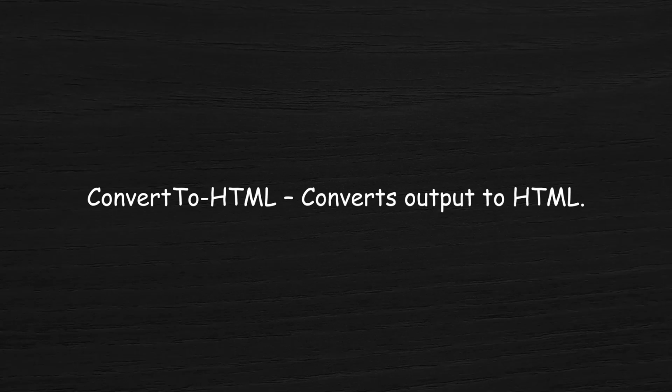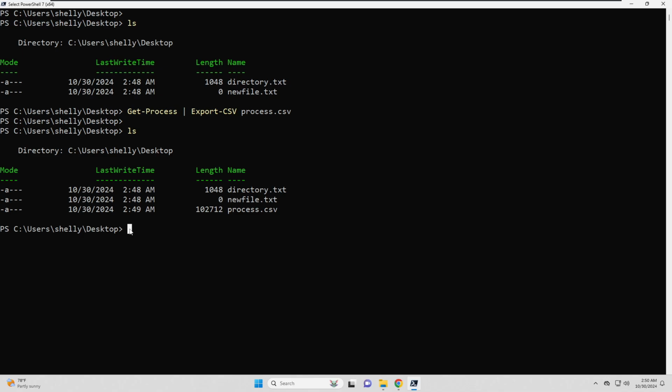Now the next command is ConvertTo-Html. It converts output to an HTML file. Now let's convert the output of Get-ChildItem to an HTML file. Get-ChildItem. Let's convert it to HTML and let's name it .html.